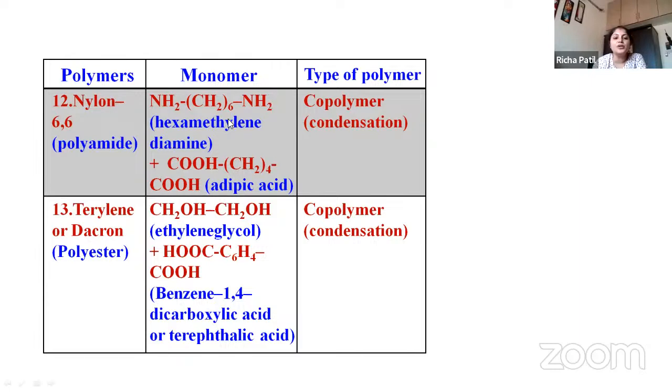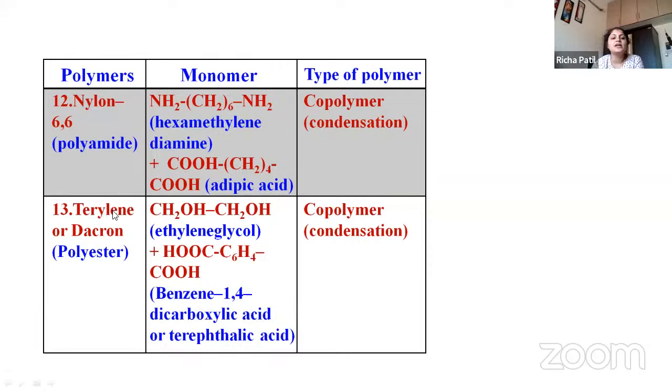So what are the monomer units? Hexamethylene diamine and adipic acid. So the type of polymer is copolymer. It undergoes a condensation reaction with the elimination of a water molecule. Copolymer, because there are two different monomer units and it undergoes a condensation reaction.